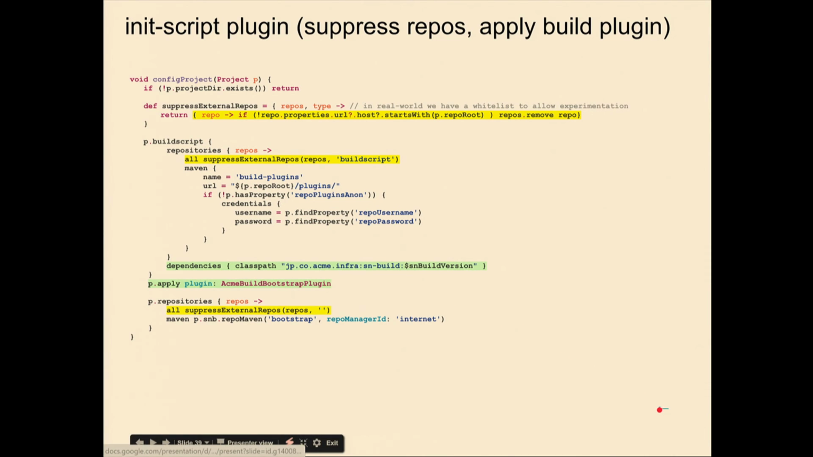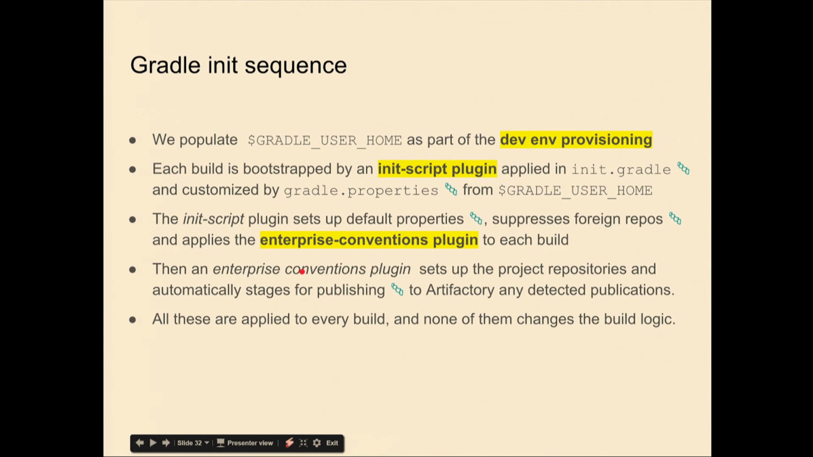So going back. Our enterprise convention plugin sets the project repositories and automatically stages any detected publications for publishing. Typically our idea is that if you declare a publication in some way, probably you want it published. So we removed the step where you have to assign it explicitly. It's a bit magical, but not too magical. It kind of matches the expectations. And these are applied for every build, and they don't provide any executable logic. It's just like things which are configuring tasks if you add them manually.